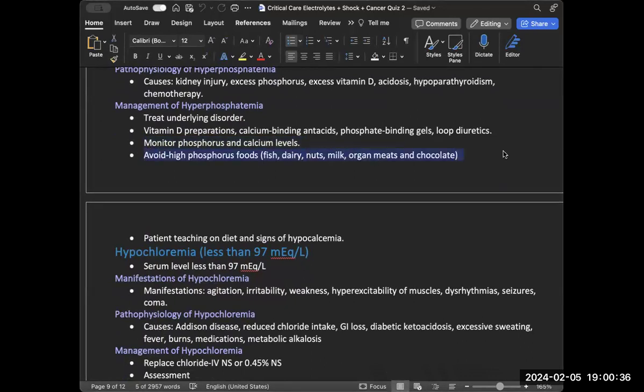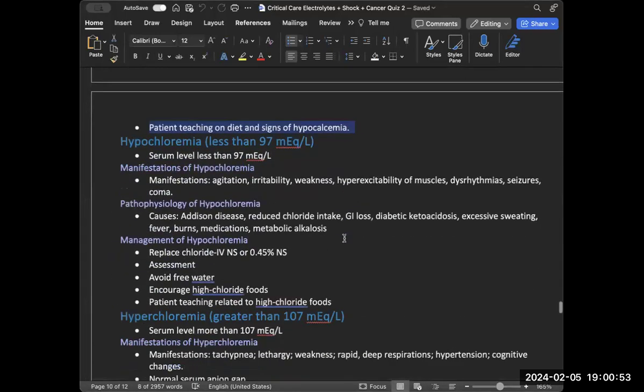And avoid high phosphorus foods, right? Fish, dairy, nuts, milk, organ meats, chocolate. No. Okay. And teach them signs of hypocalcemia. So, like I said, there could be trick questions like that, but you have to think if I'm thinking about calcium, I also have to think about phosphorus.